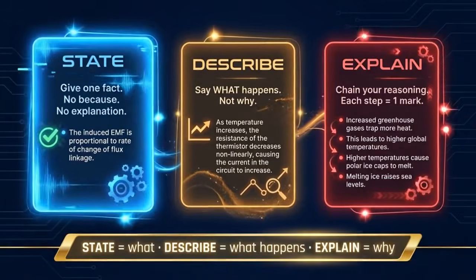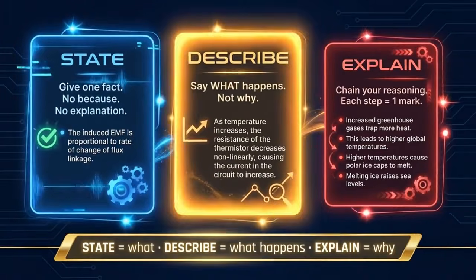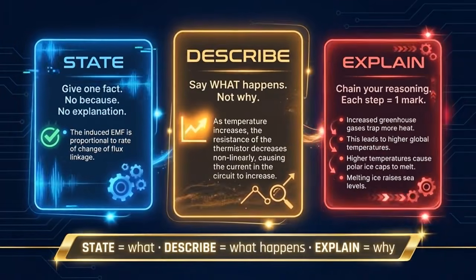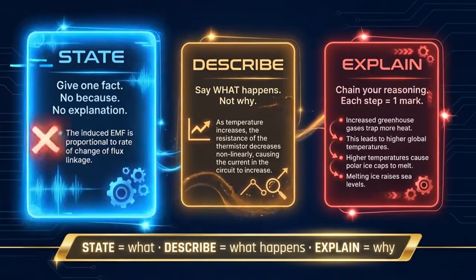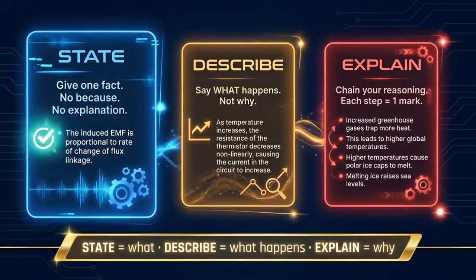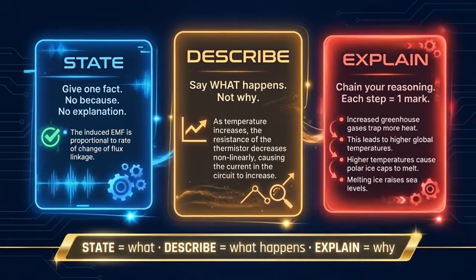Command words. This is where students silently lose 10 to 15 marks every paper by answering the wrong type of question. State means give one bare fact. No because, no explanation. Just the answer. 1 mark per fact. Count the marks and write exactly that many facts.